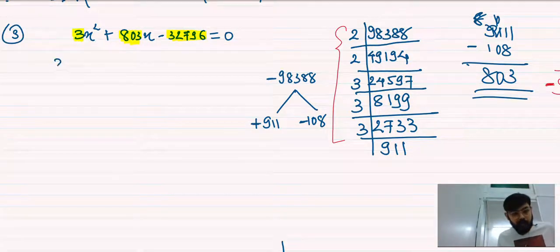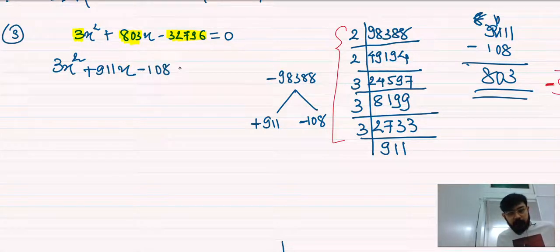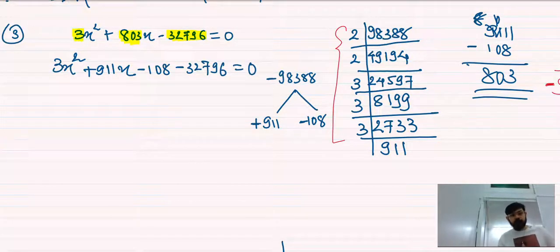Now I'll write it over here: 3x² + 911x − 108x − 32796 = 0. Correct? Okay, great. So let's see what we get over here.